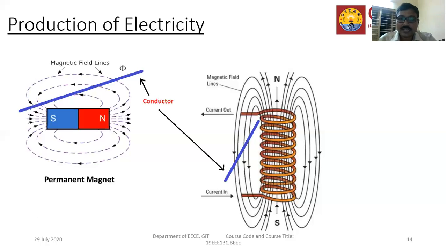So here we are moving the conductor and keeping the electromagnet stationary. So the corresponding EMF that is induced in the conductor is again a dynamically induced EMF. I hope it is clear to all of you.